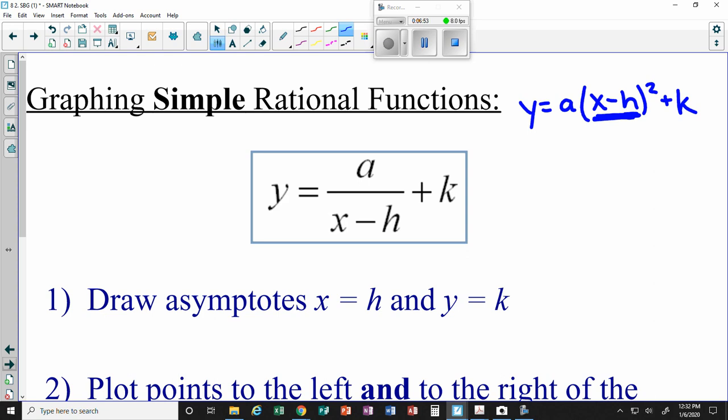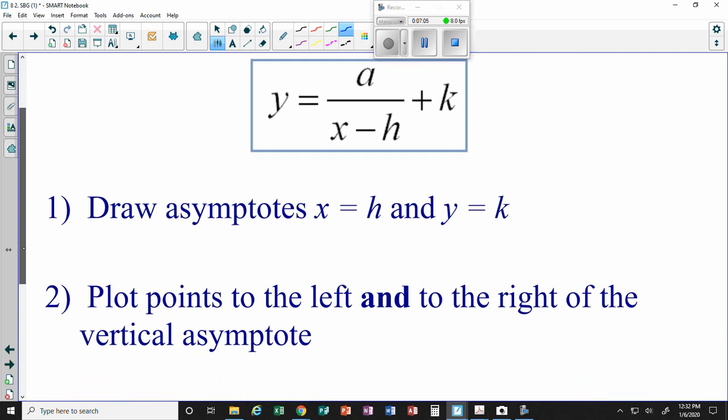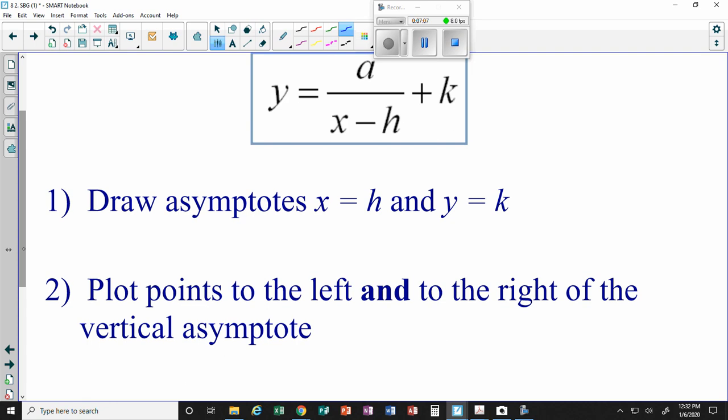Alright? So the same transformations occur, just like when we did exponentials. Logs, same thing. It depends upon what kind of function it is. So draw the asymptotes, x equals h. That's where, if it's x minus h, you set the bottom equal to 0 and solve. Well, if x minus h equals 0, how do I solve for x?